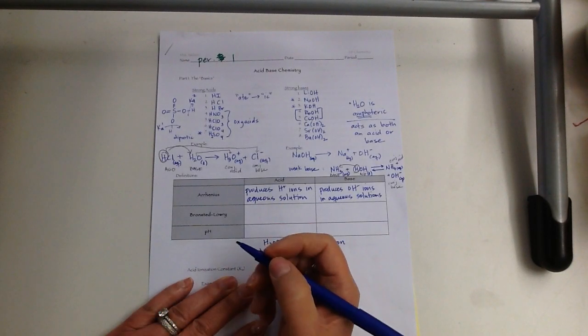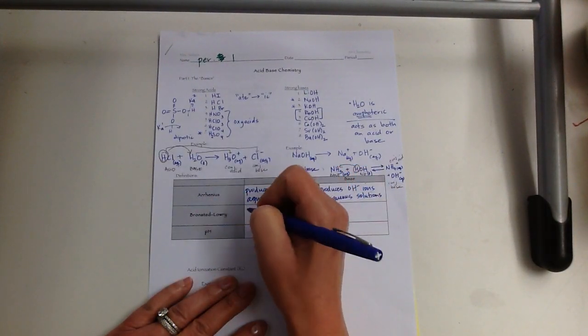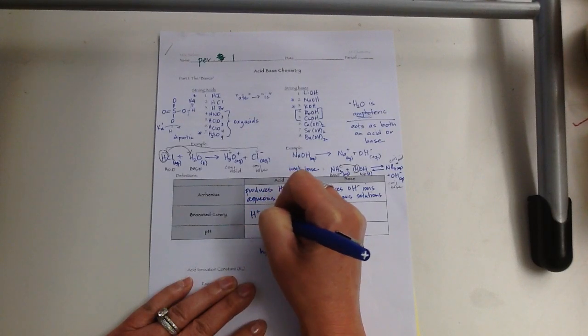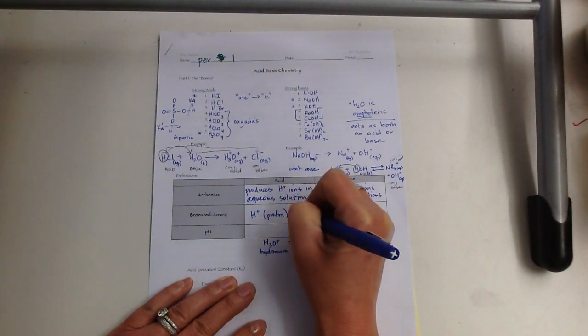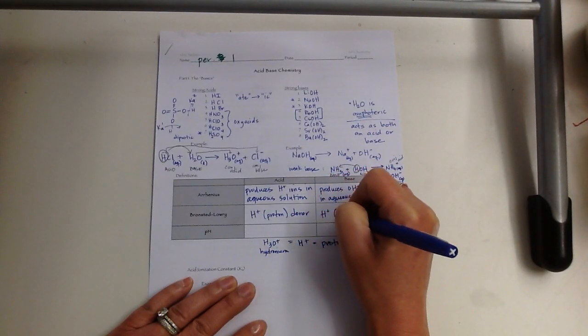Okay? The Bronsted-Lowry definition of an acid and a base says that acids are hydrogen or proton donors, and that a base is a hydrogen or proton acceptor.